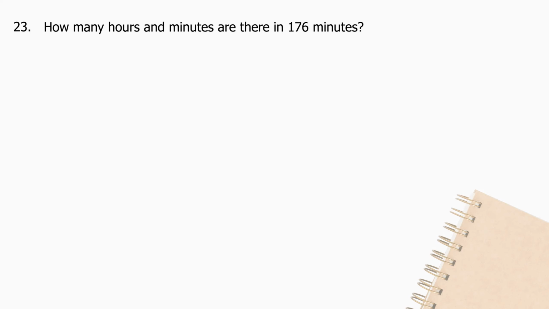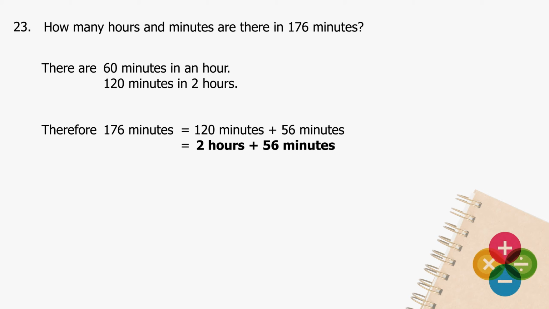Question 23. How many hours and minutes are there in 176 minutes? There are 60 minutes in an hour. There are 120 minutes in 2 hours. Subtracting 120 minutes from 176 minutes, the difference is 56 minutes. The answer will be 2 hours 56 minutes.